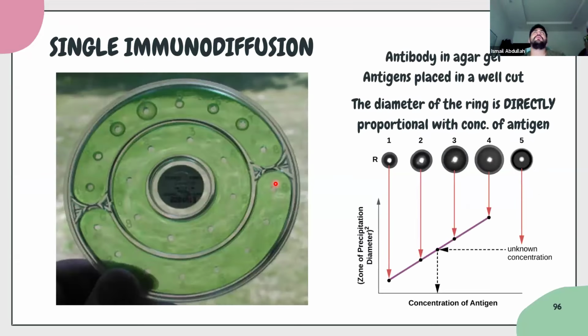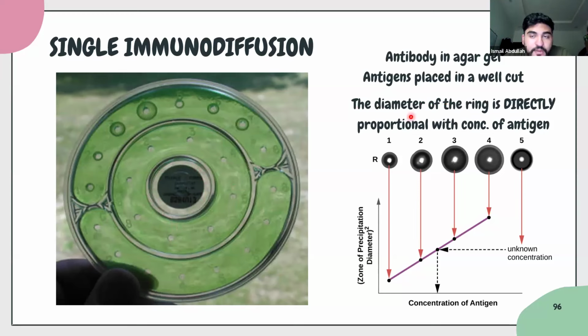Moving on, we have two things: single immunodiffusion and double immunodiffusion. Let's start with single immunodiffusion first. This is a simple agar gel where the antibody is diffused in the agar, and then there's a well cut where they put the antigens in it. They are supposed to precipitate when they form the antigen-antibody complexes, and they form a string-like structure.